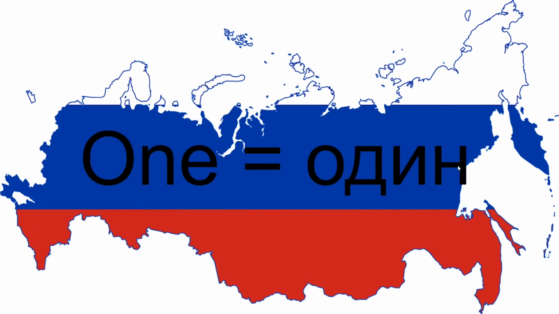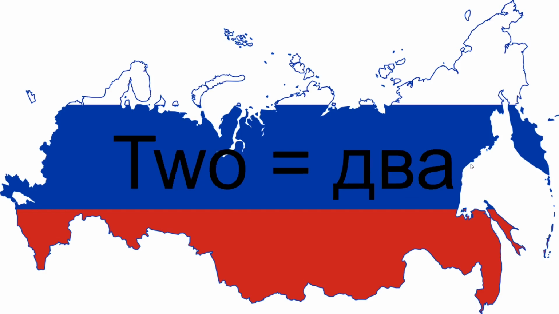So first one is один. Один is 1. There's also two other forms depending on which gender you're using. Одна, I think, is one feminine gender. Один is masculine gender. And одно is neuter gender as well.